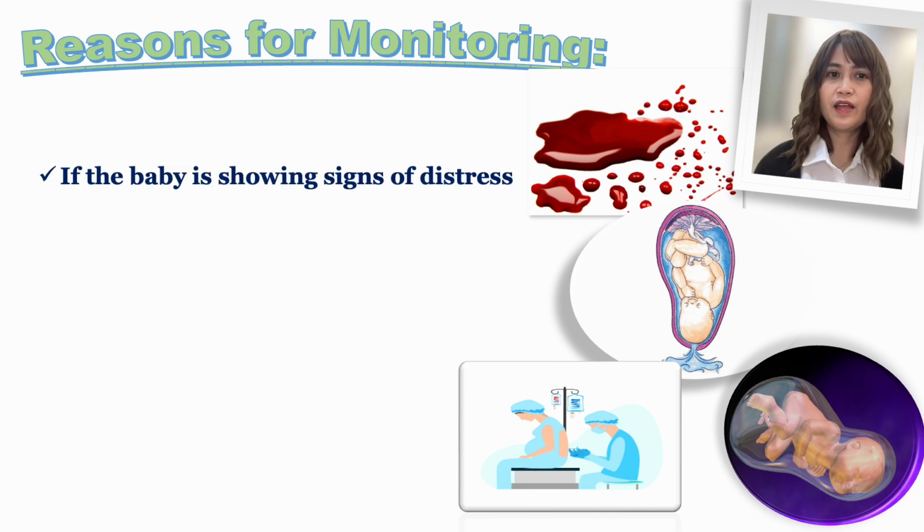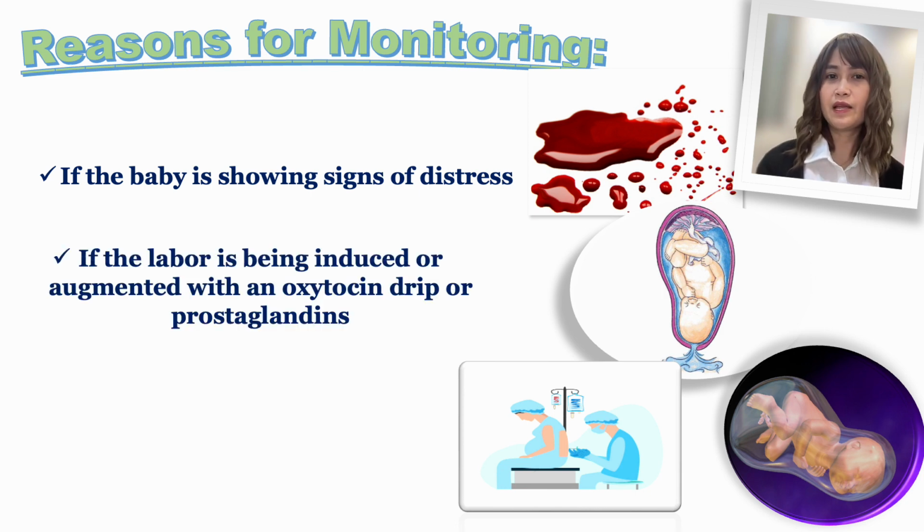We also have if the baby is showing signs of distress, if the baby's heart rate is noticed to be lower when the caregiver is listening intermittently, usually after a contraction during labor, or if the waters break and there is meconium staining of the amniotic fluid. Next, if the labor is being induced or augmented with an oxytocin drip or prostaglandins. These medications have the potential to overstimulate the uterus and distress the baby.